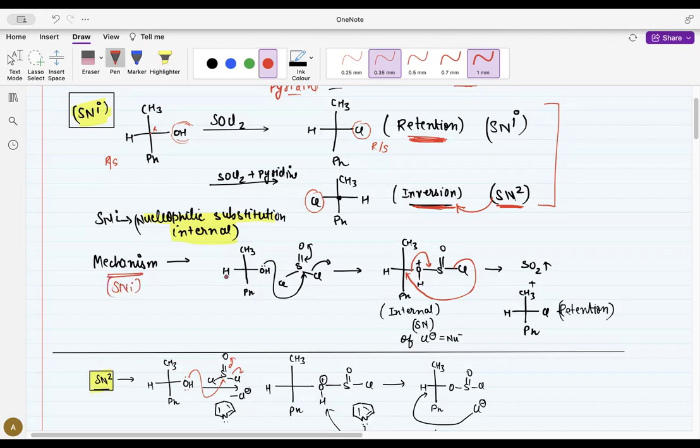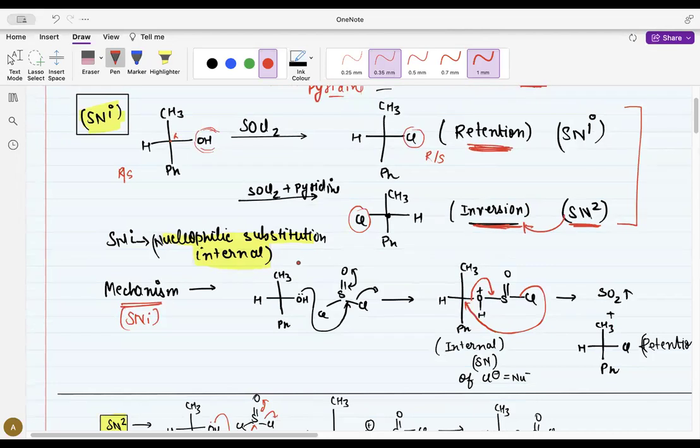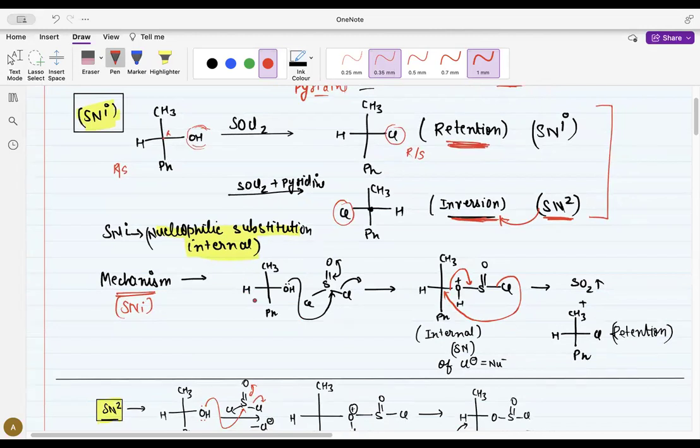So let's say we have an alcohol and you put SOCl2, thionyl chloride. Here we have this alcohol, and I put SOCl2 into it. So what will happen? This OH will act as a nucleophile, and it will attack the sulfur. If it attacks the sulfur, this double bond will shift to O.